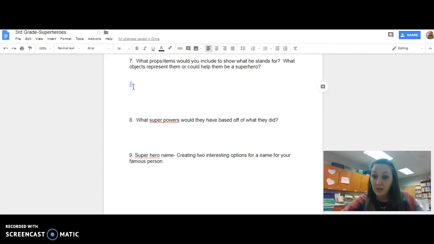Or objects to represent them. Try and make those positive as much as possible. So we don't want to see weapons or anything that's about harm. We want to keep everything positive. 8 is about what superpowers they would have, again, basing it off what would make sense for your person. And 9, try and come up with 1 or 2 interesting names for your person so we can try and include that on your cover later.